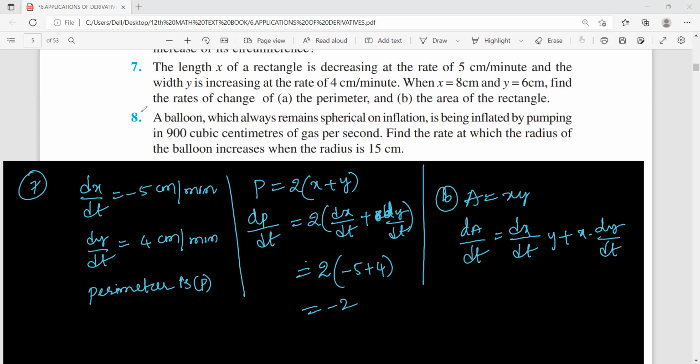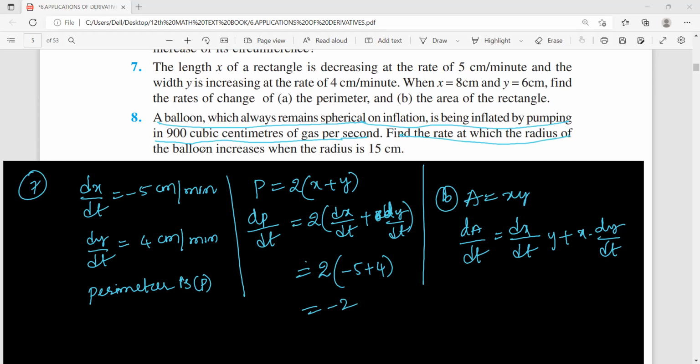Next question is what? A balloon which always remains spherical on inflation is being inflated by pumping in 900 cubic centimeters of gas per second. That means dV by dt is given. Find the rate of change in the radius of the balloon.